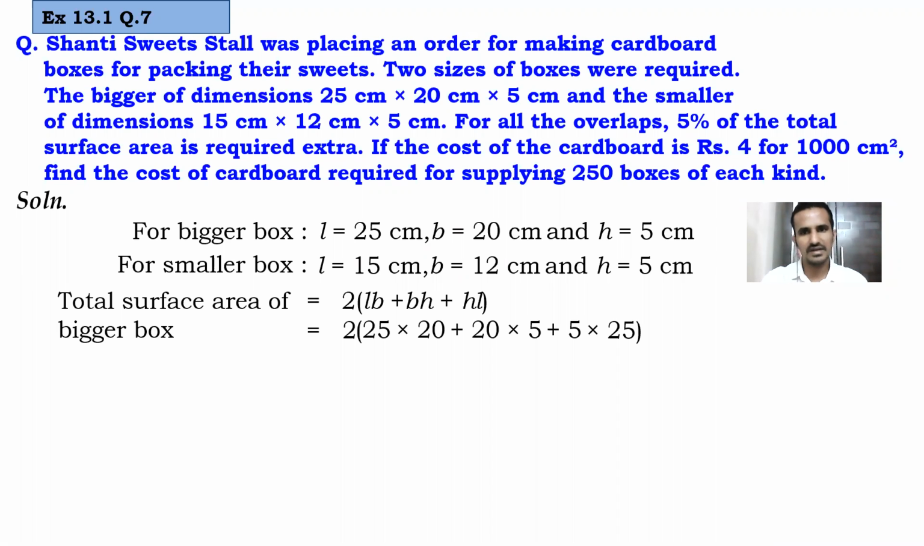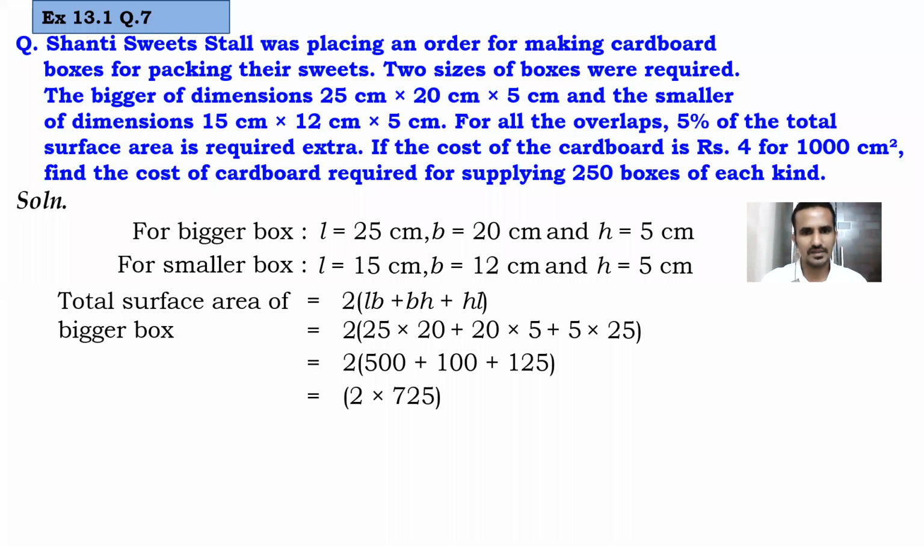The first thing we do is multiplication in the bracket here. So it will be 2 in the bracket, 500 plus 100 plus 125. And then will be the addition. So 500 plus 100 is 600, plus 125 is 725. So it will be 2 multiplied by 725.